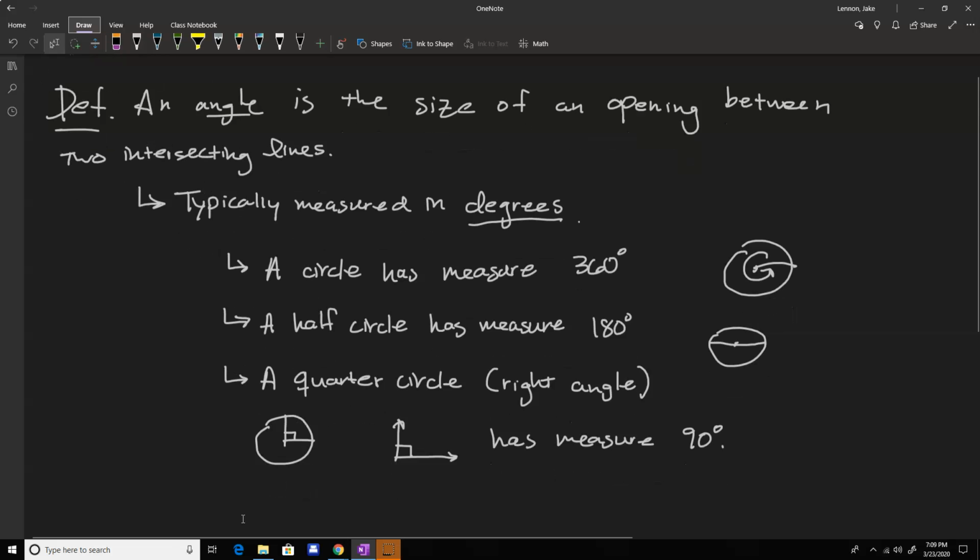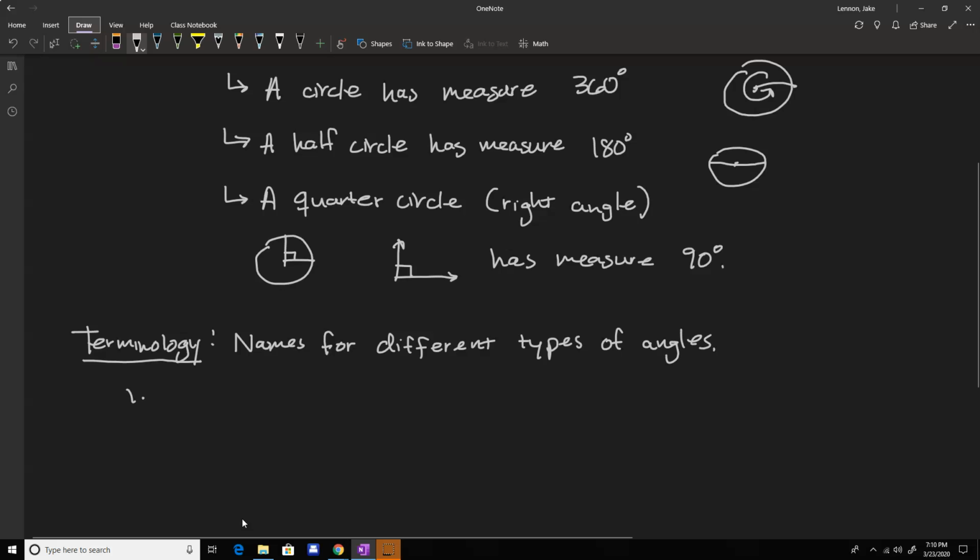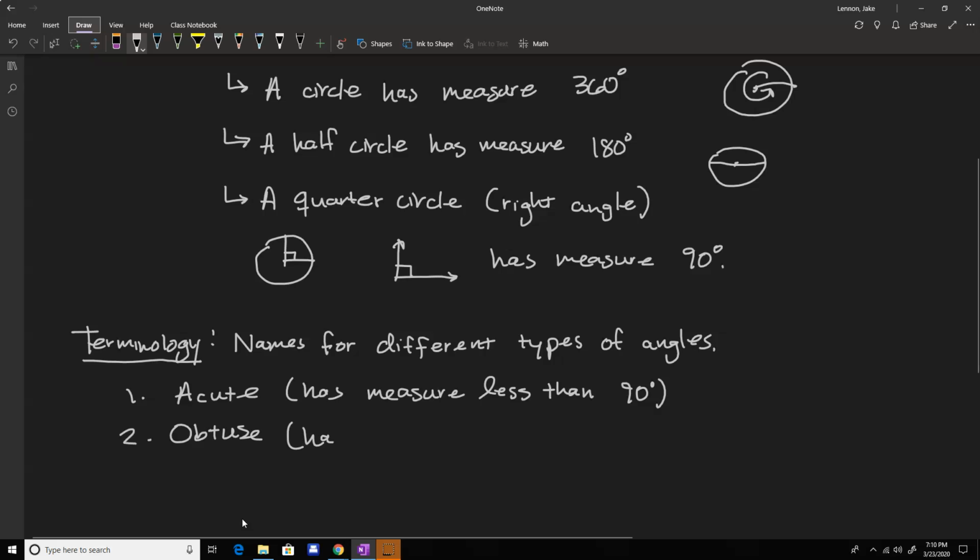Okay, so there are some names for some different types of angles here. So some terminology. So what is the terminology? So there are different names for different types of angles. So the first of these we might talk about is an acute angle. So if we talk about an acute angle, this means that the angle has measure less than 90 degrees. The dual notion of that is the obtuse angle. This has measure greater than 90 degrees.